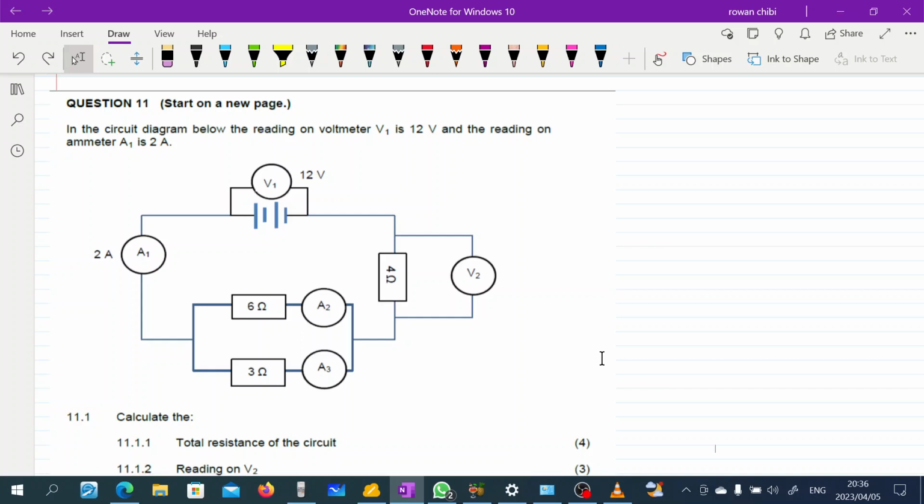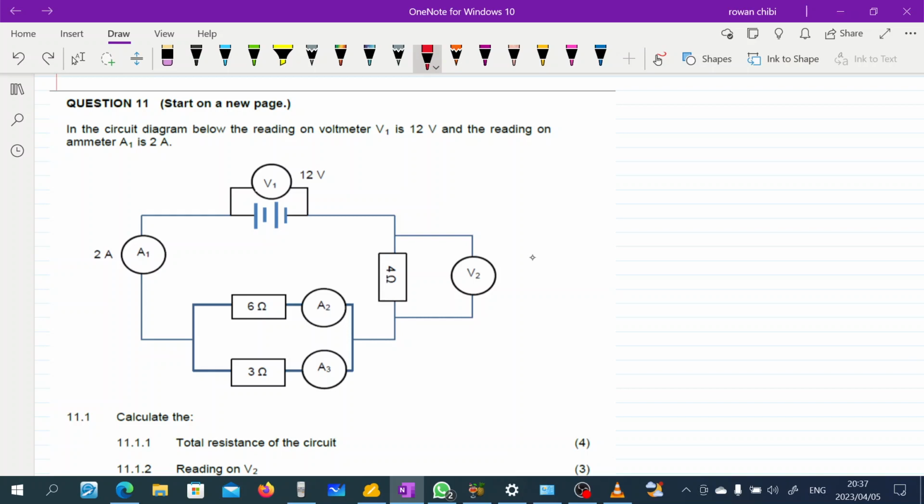Okay, great, thanks. This is part 3 of our electric circuit question. We are going to look now at this question. It's an exam question. It's a combination of the parallel resistors and the series resistor. So let's read the question.